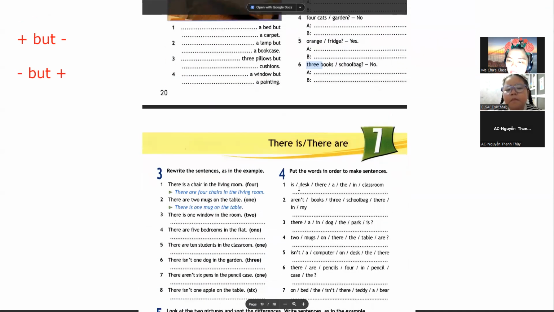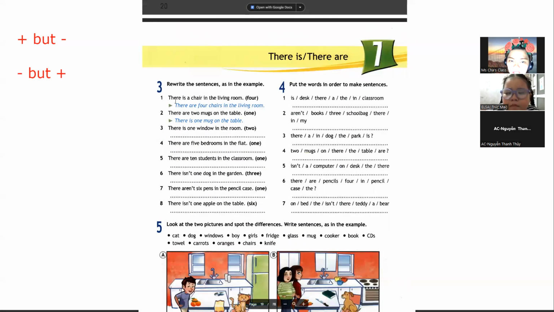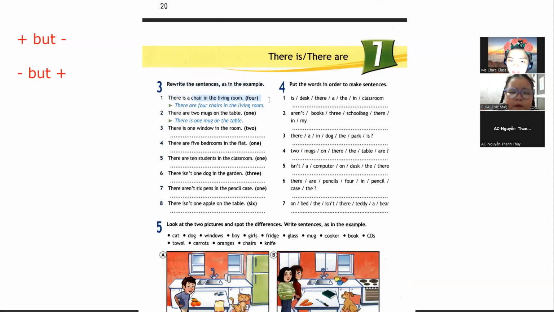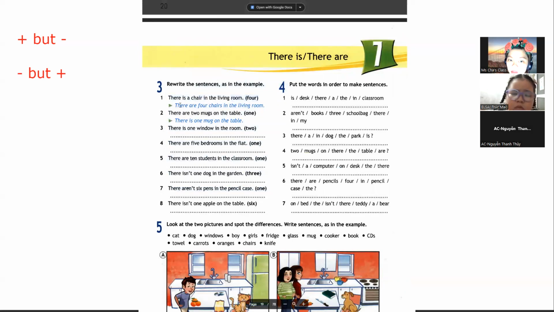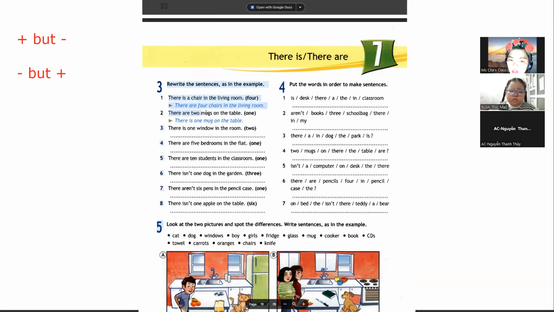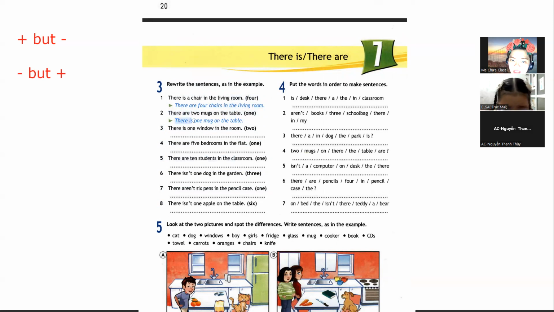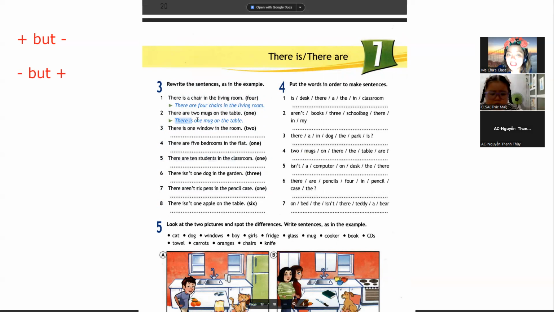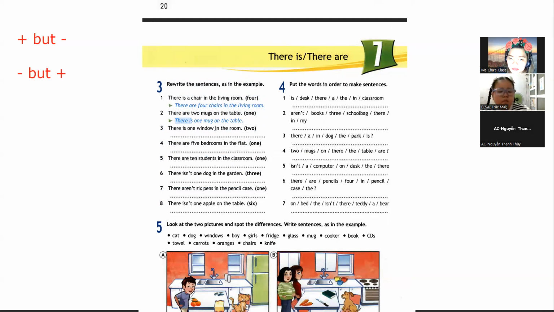Okay. Now moving on to here, Elsa, how about this? There is a chair in the living room. You need to rewrite the sentences as in the example. So we have here there is a chair, but we need to change it to 4. It becomes there are 4 chairs in the living room. Another one, there are 2 mugs on the table. You need to change 2 into 1. From are, it becomes there is. There is 1 mug on the table. Or you could say there is a mug on the table.